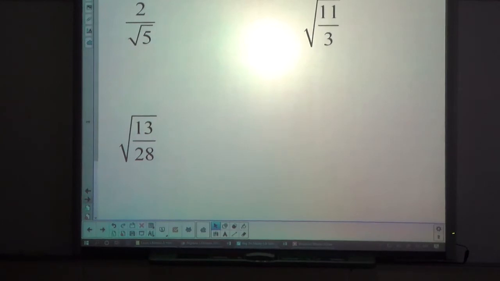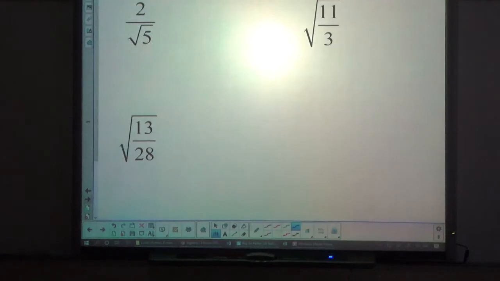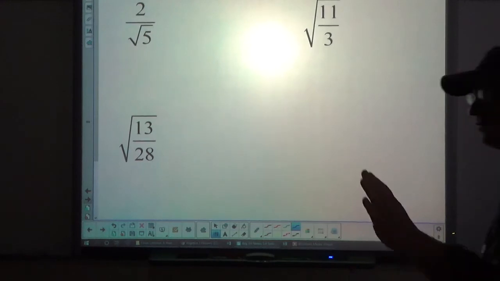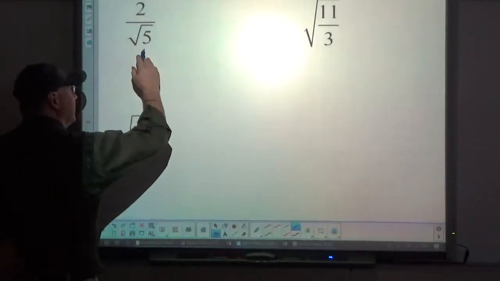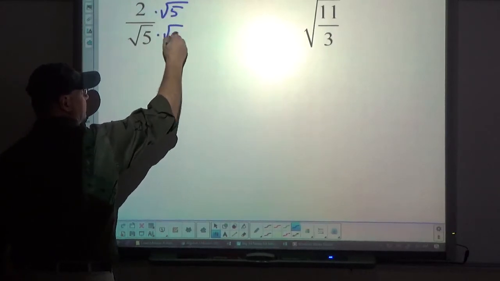Now we get into something more interesting. This is referred to when we have a denominator with a square root in it. We call that irrational denominator. We want it rational. Remember, irrational numbers are numbers like the square root of 5. And it's a never-ending, never-repeating decimal. When I want to simplify or get it rationalized, in this case, I'm going to multiply top and bottom by the square root of 5.